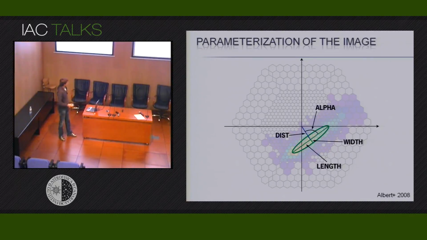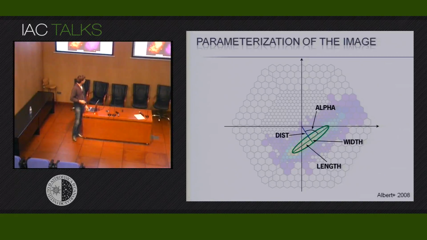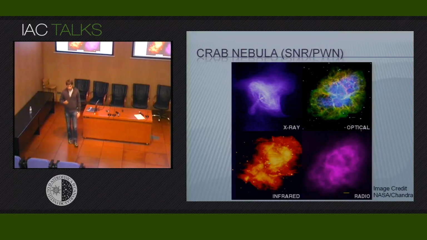The most important source for us is the Crab Nebula, which is a supernova remnant, now 1,000 years old, that has been studied so extensively in infrared, radio, optical, and X-ray. Why is it so important? It was the first source discovered 21 years ago, and it is the brightest persistent source in very high energy gamma rays in the sky. So it is the calibration source for all the experiments. Everybody that has a new telescope first looks at the Crab.